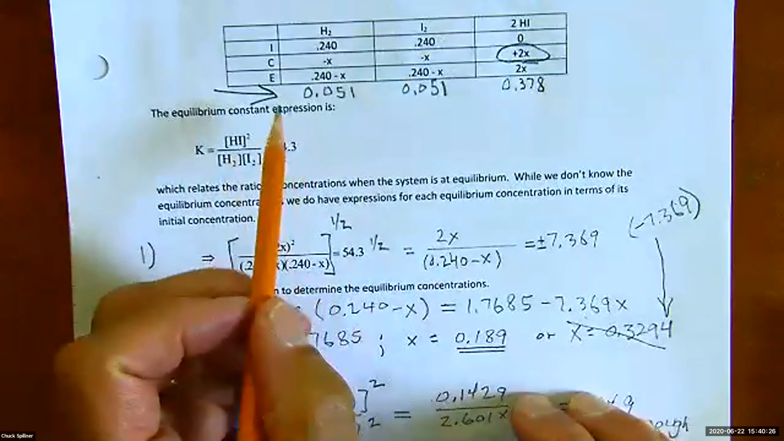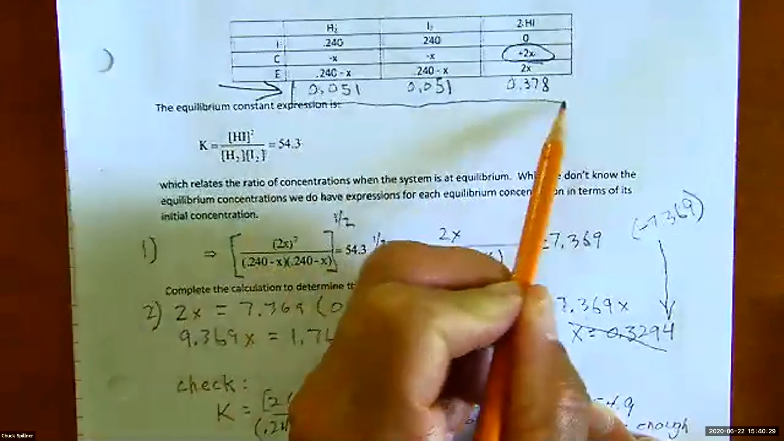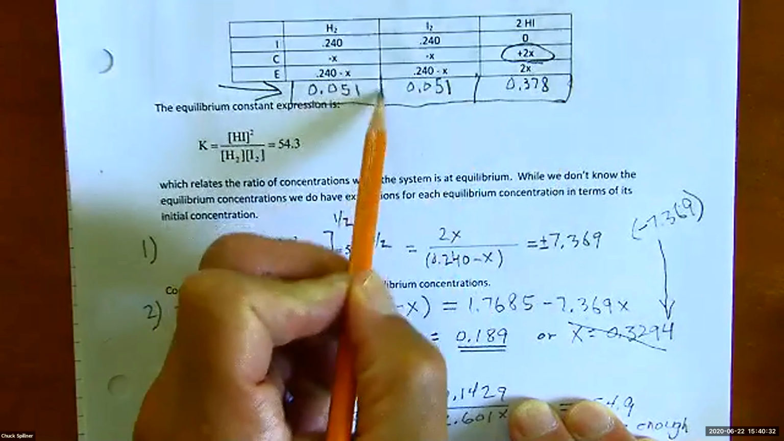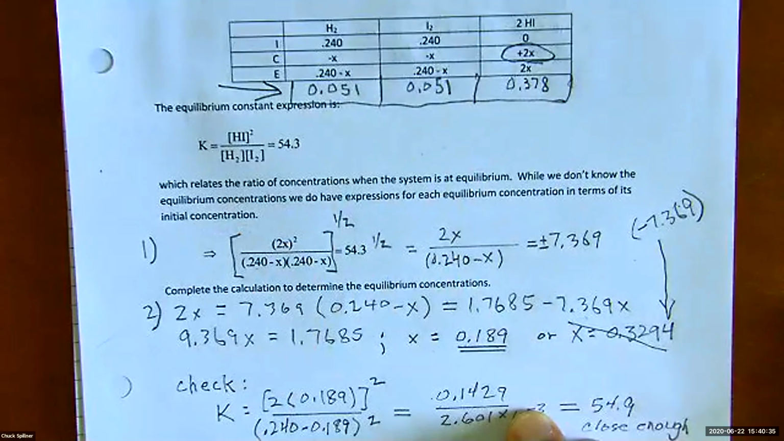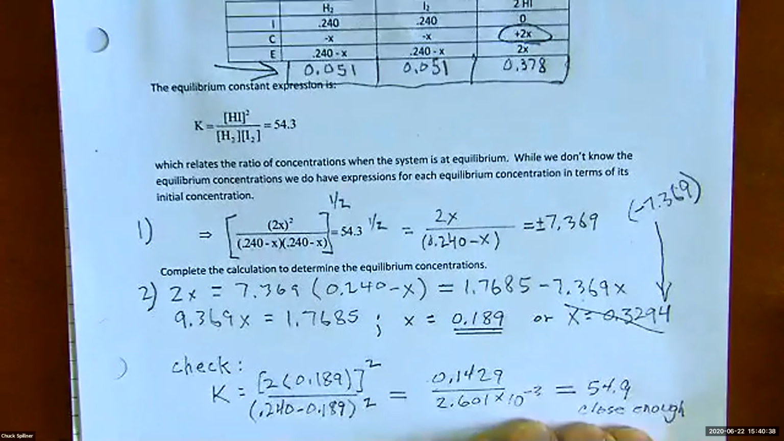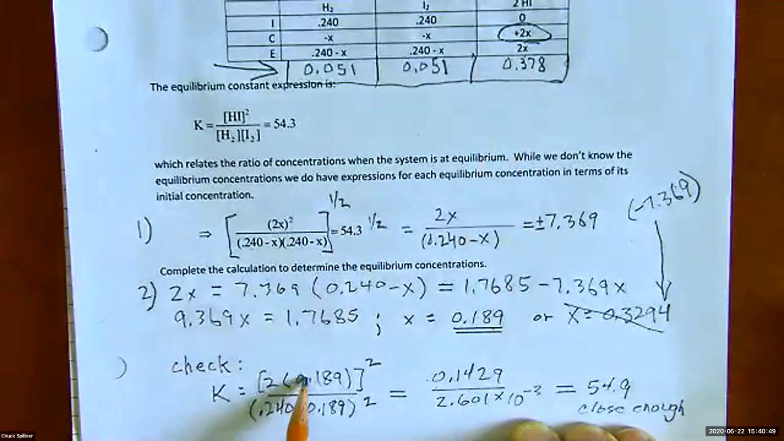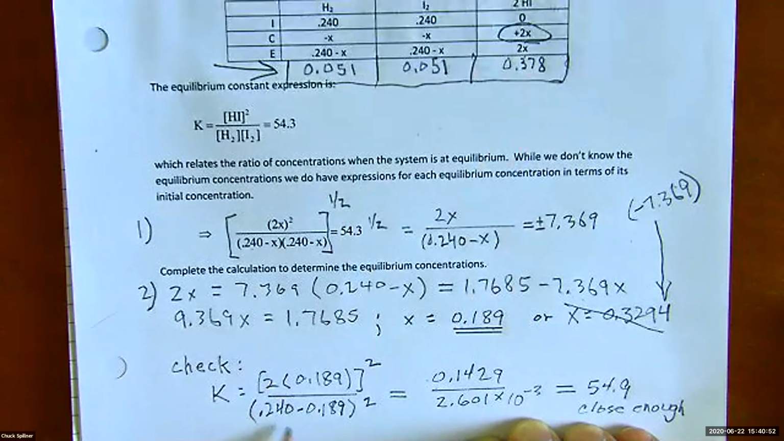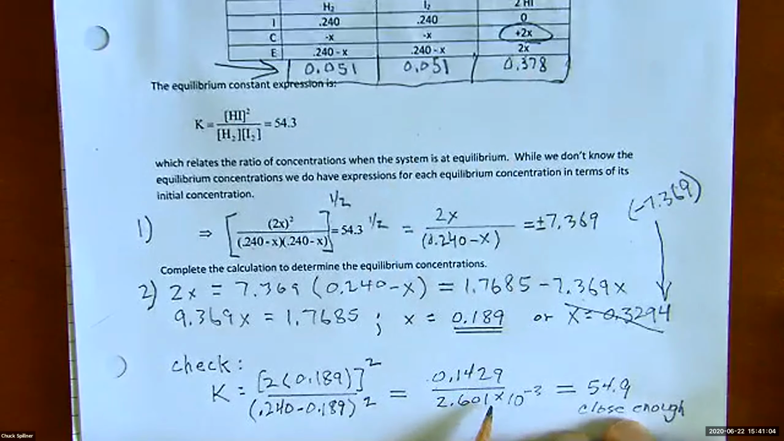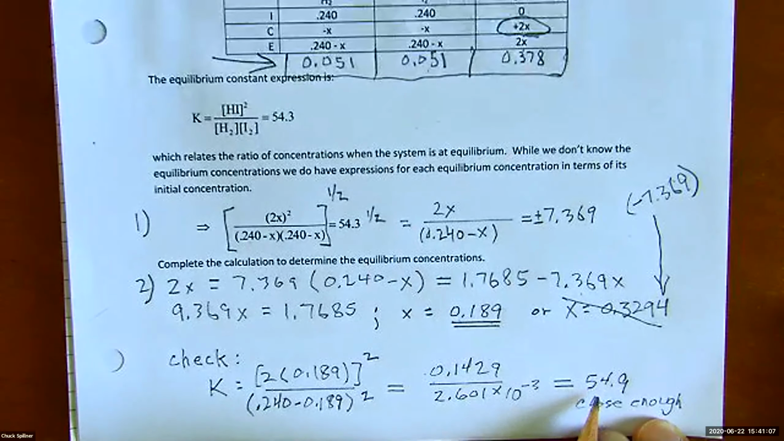So if you want to write down what our equilibrium concentrations are, that's what they are right there. But let's check to see if this works out. So if we put our 2 times 0.189 for the HI, because it's 2x, divided by 0.240 minus x squared, because there's 2 of them. Again, it's this times that. We get 0.1429 divided by 2.601 times 10 to the negative 3. We divide those, we get 54.9.